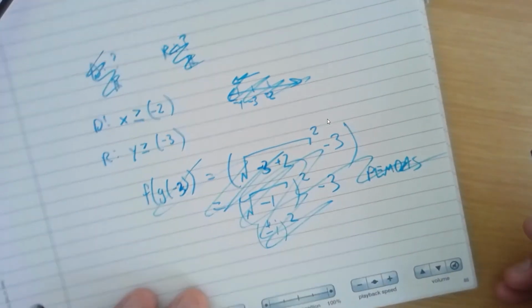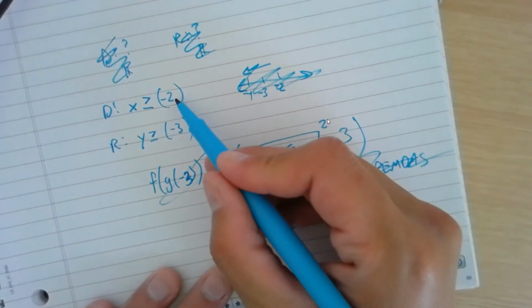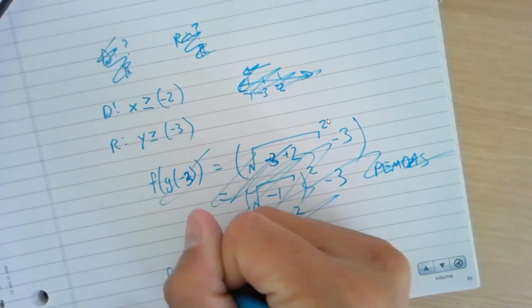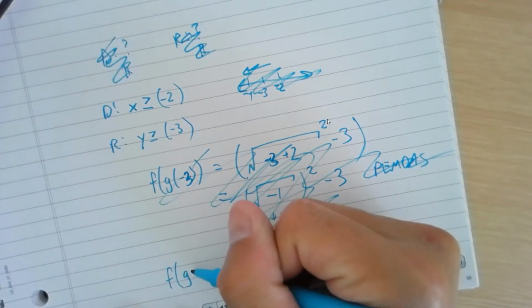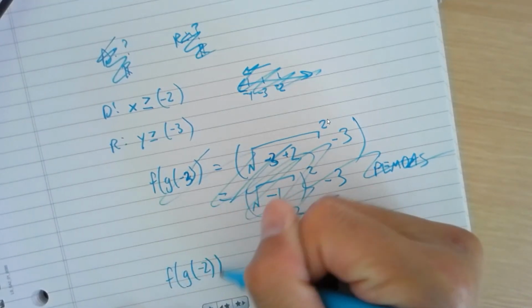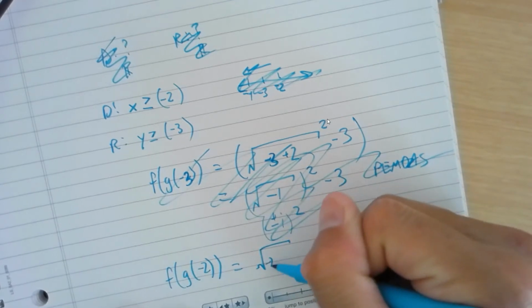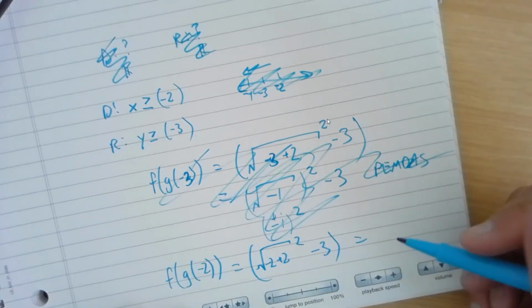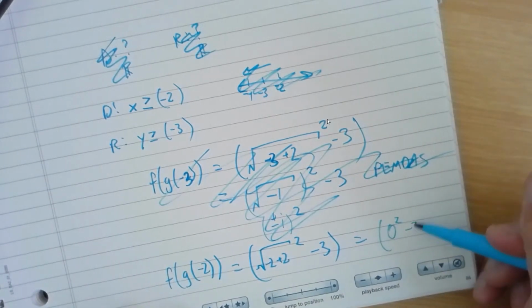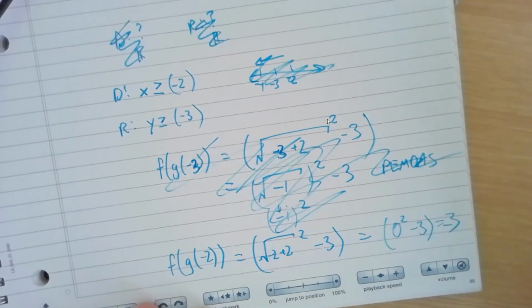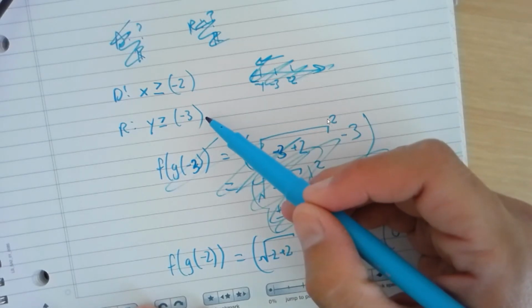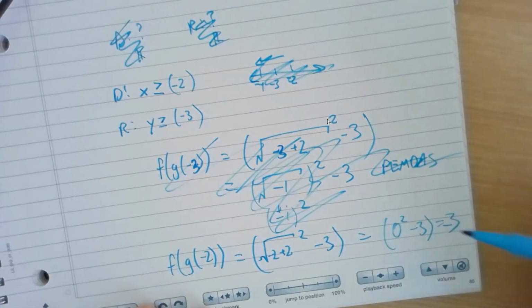And for the range, if you're just wondering, if you plug in -2, you're going to get a y value of -3, okay? So f of g of -2 would be the square root of (-2 plus 2) squared minus 3, which would just give me 0 squared minus 3. And as you can tell, that's just going to give me a y value of -3. And then pretty much from there, as my x value increases, all my y values would be greater than -3. So that's why I have that range. That's all.